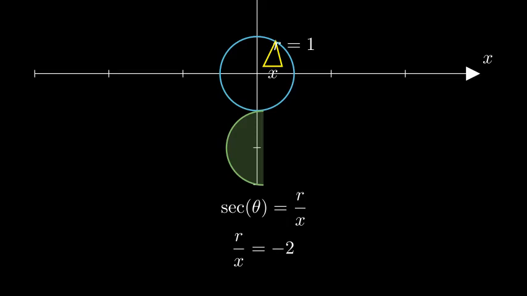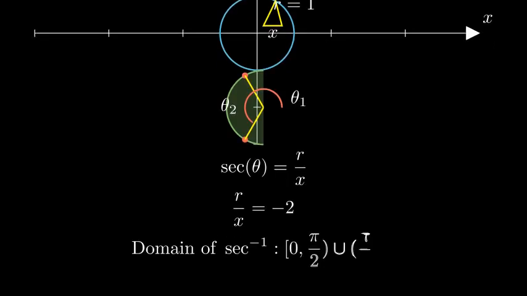For secant to equal -2, we need a point where the x-coordinate is -1/2, since 1 divided by -1/2 equals -2. Let's draw this point and connect it to the origin. There are two angles that satisfy our equation, one in the second quadrant and one in the third quadrant.